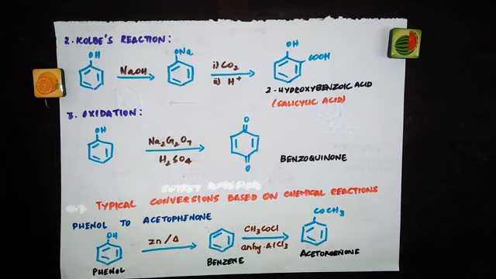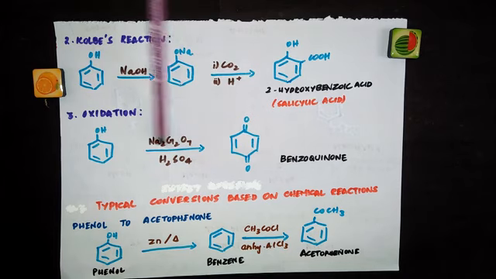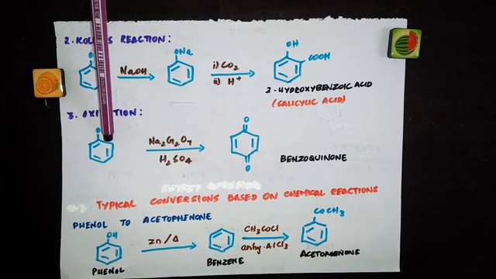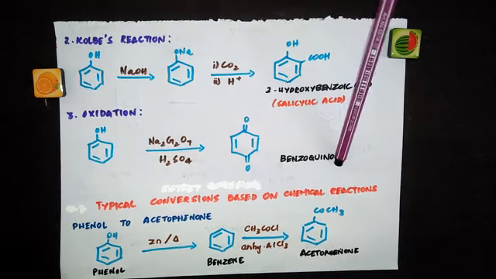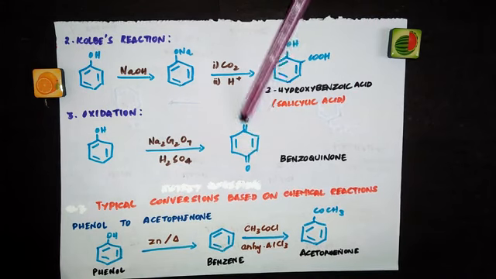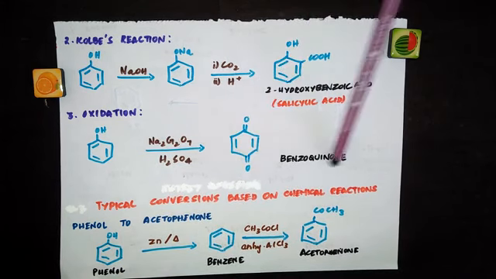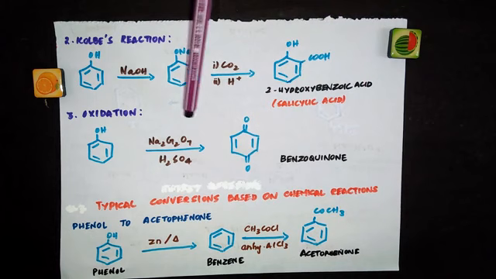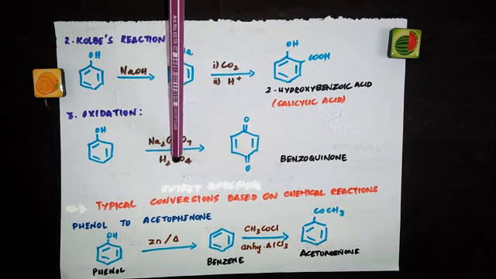And next one is oxidation. Phenol gets slowly oxidized to a pink colored compound called benzoquinone when it is exposed to air, or if you use any oxidizing agent like acidified sodium dichromate, you can oxidize phenol into benzoquinone. See, look at the bonds here. We have just 2 double bonds and then double bond O, double bond O. This is benzoquinone and this is the oxidizing agent.